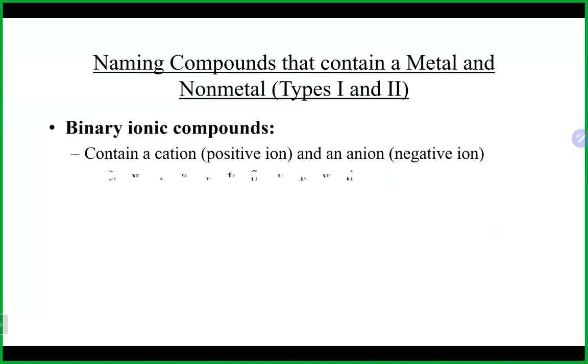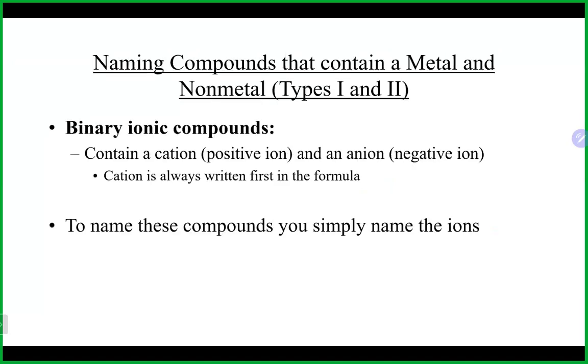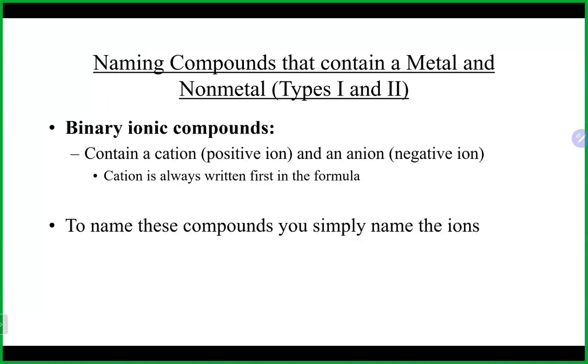So let's get into how we go about this and talk about type 1 and type 2, which are types of ionic compounds. The cation always comes first. So when you write the formula or you name an ionic compound, we always do the cation first, positive guy, followed by the negative guy. When you write the formula, positive guy first, negative guy second. When you name it, positive guy first, negative guy second.